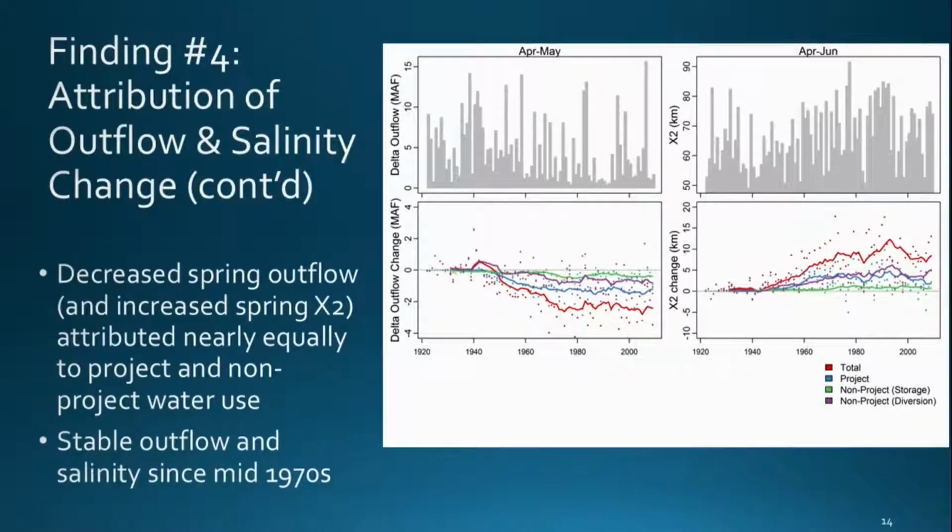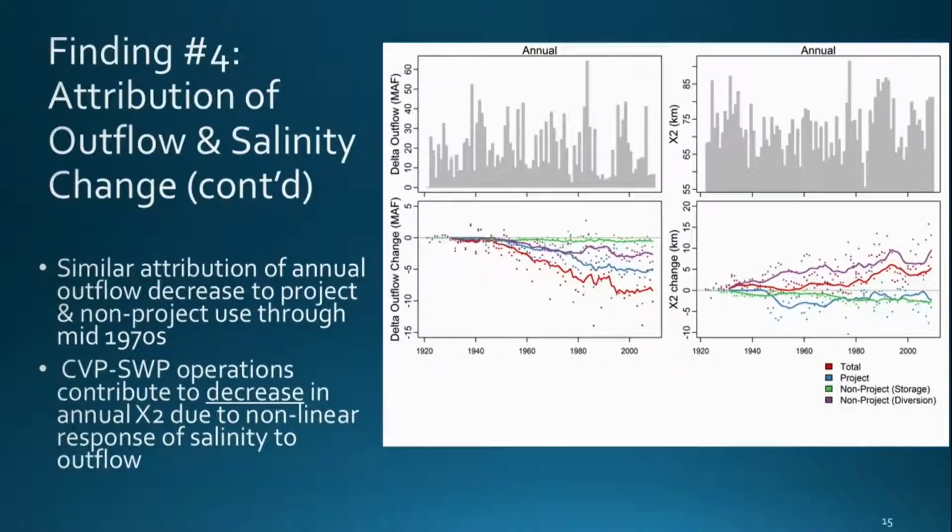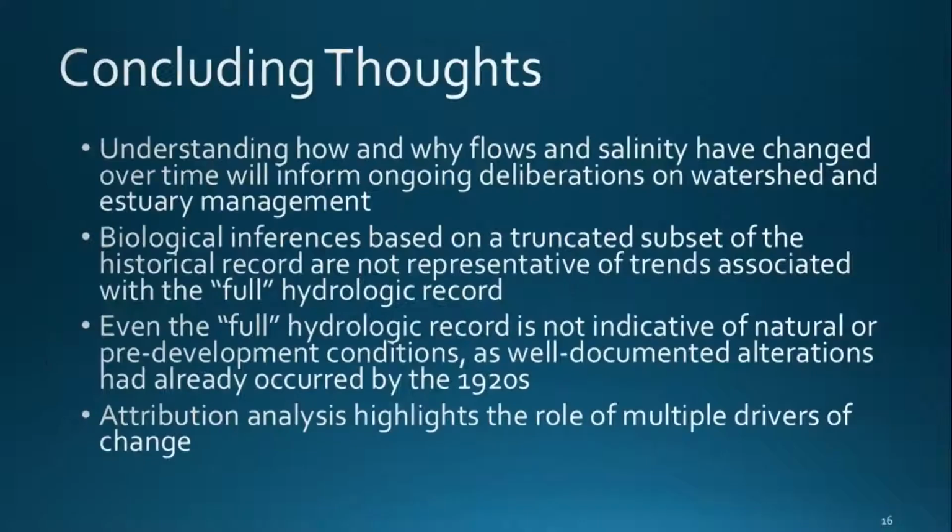This is the same graph, except now we're talking about spring, April, May. And I mentioned all the drivers are resulting in lower flows in the spring and higher salinity. And here, if you look at it, you'd attribute roughly half and half between the project operations and the upstream non-project diversions contributing to the spring flow changes. I'm going to skip this one, and I'm going to move to my concluding thoughts.